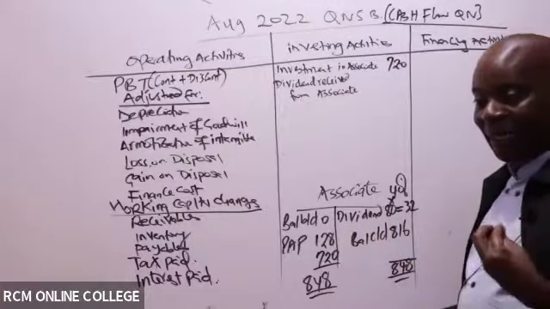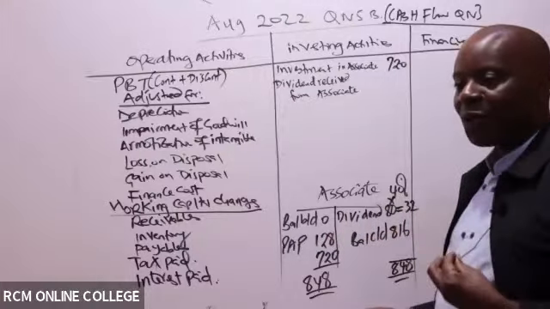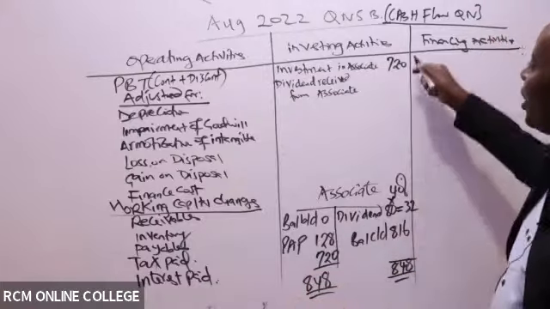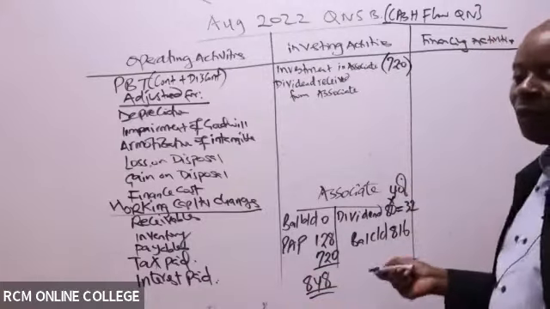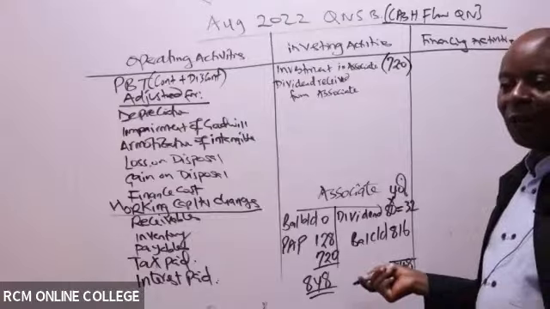Remember, we brought in an associate. So when we bring in an associate, it's money that goes away. So this automatically becomes what here? An outflow. This becomes an outflow.